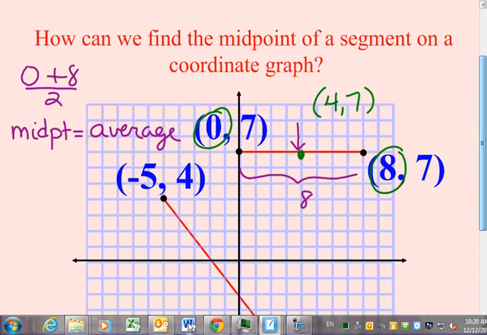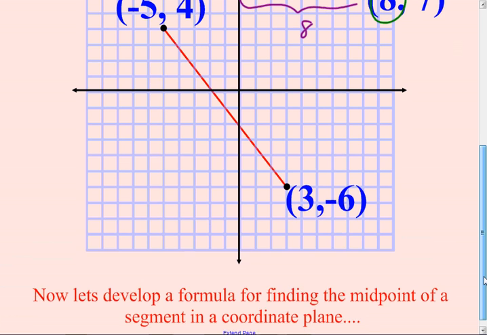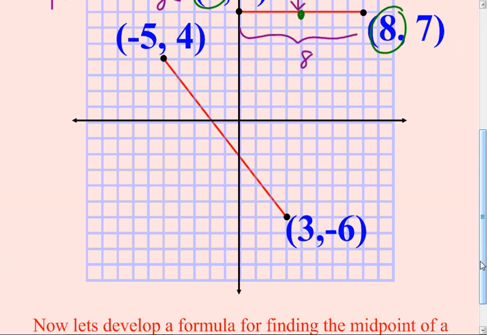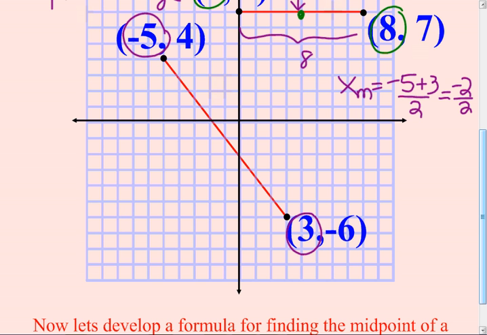So what if we're in a coordinate plane now and it's not horizontal, like this one? I'm going to look at the x's. I want to get halfway between -5 and 3. So the x midpoint, I'm going to add them up, -5 plus 3, and divide by 2. What is that going to give me? -2 over 2 is what? -1. A midpoint is an ordered pair.